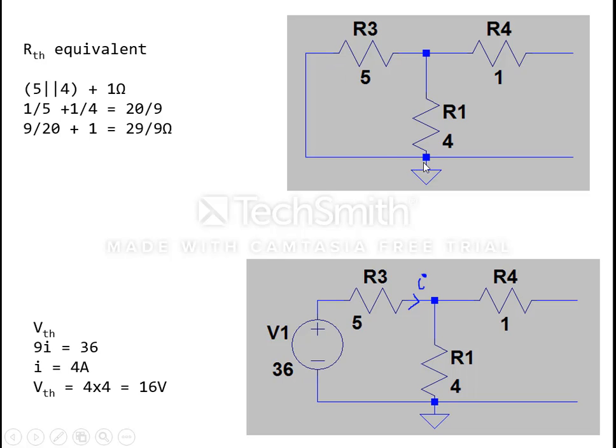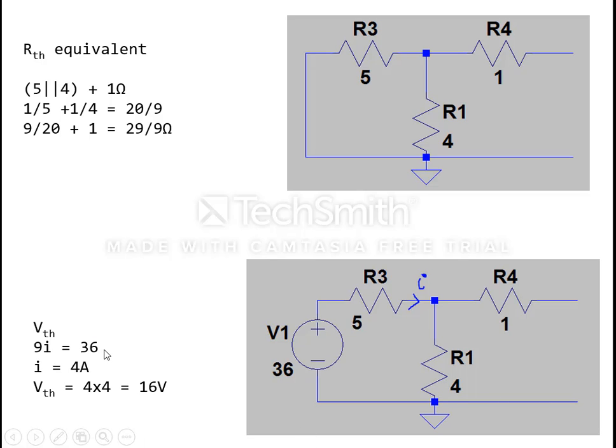When we short this, we get the circuit like this. RTH equivalent is equal to 5 parallel to 4, plus 1. When we solve these two, this answer will come on this side, and when this and this are in series, as usual 5 parallel to 4 plus 1. 5 parallel to 4 gives you 20 by 9. Since it is parallel, reciprocating it, 9 by 20, plus this one is equal to 29 by 9.